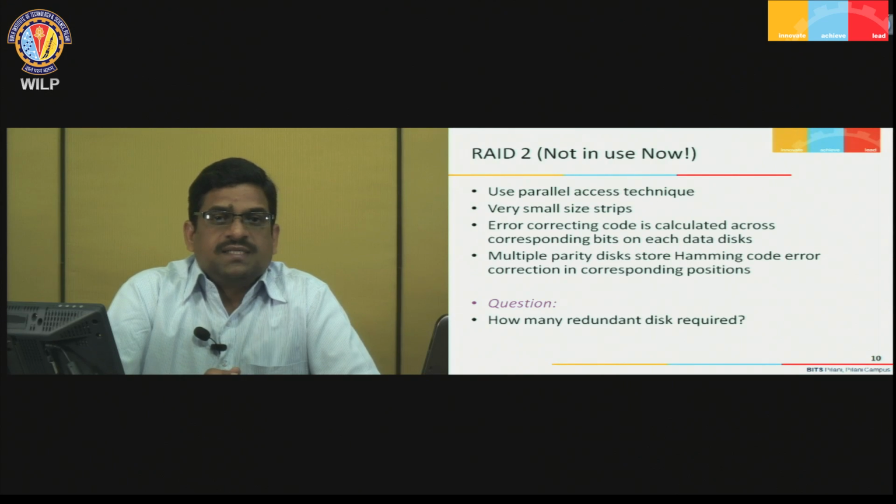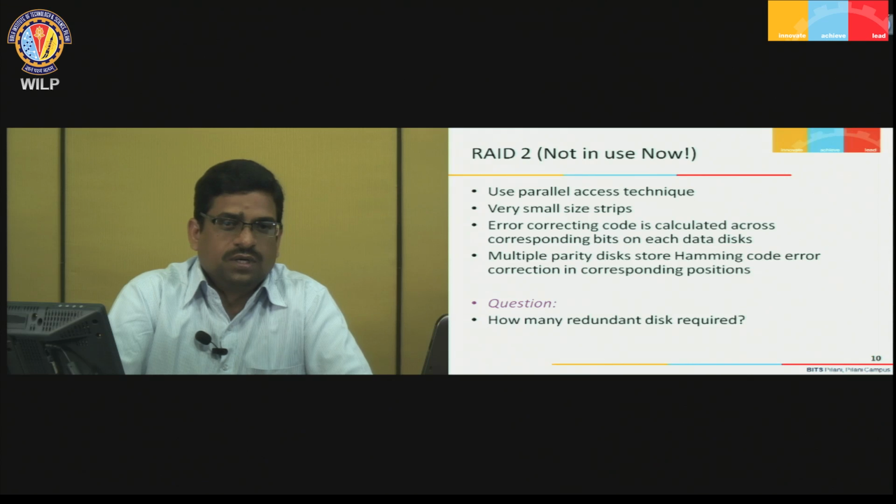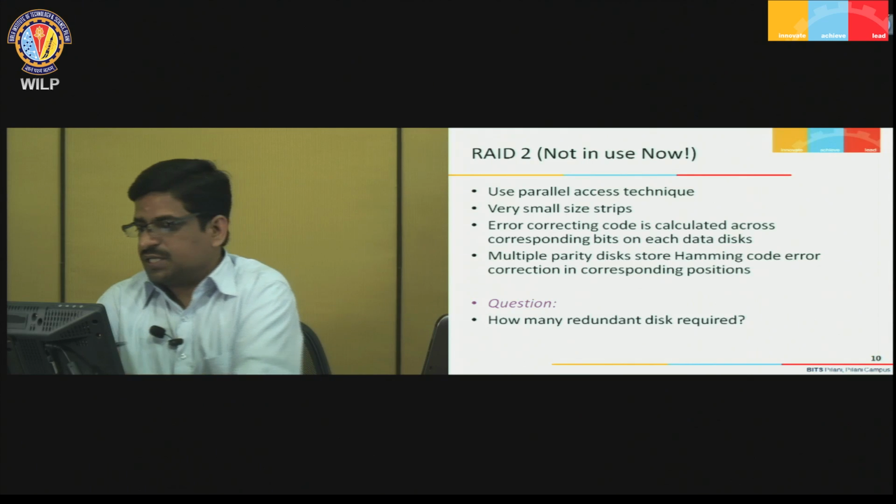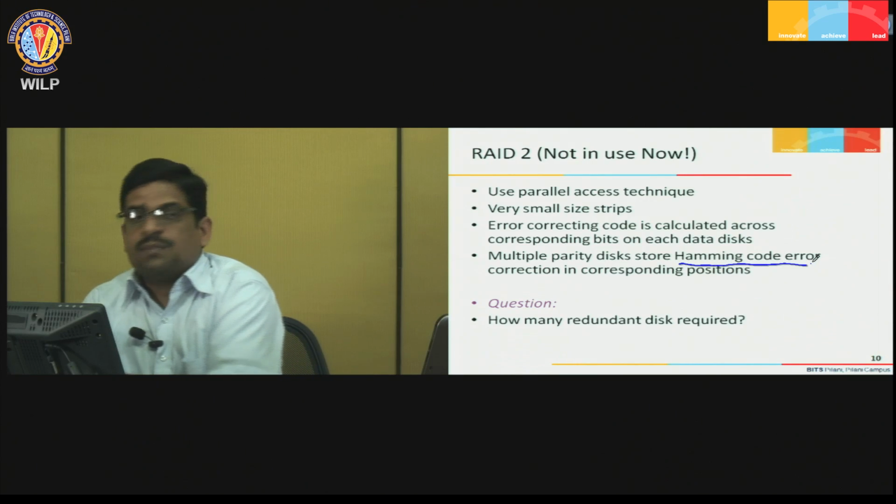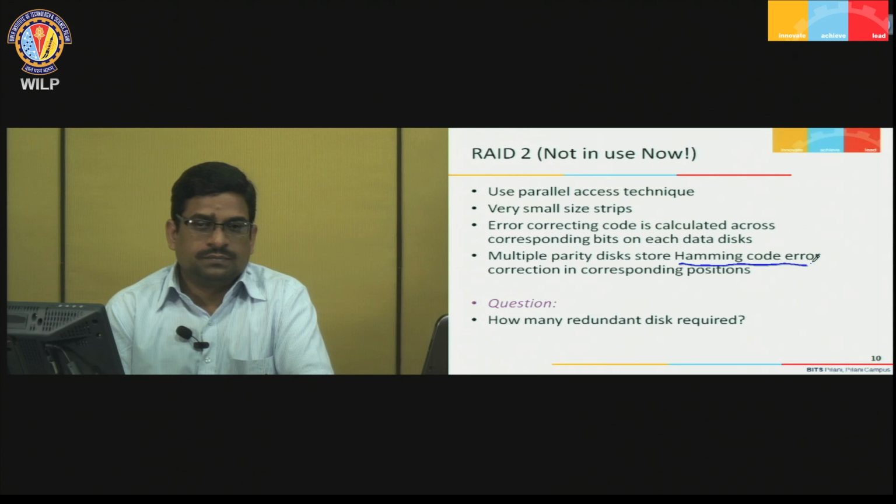So, it uses the parallel access technique, and the strip size is very small. RAID 2 and RAID 3, we will see, use the small strip size. Error correcting code is calculated across the corresponding bits on each data disk, and multiple parity disks store the Hamming code error correction in the corresponding position. So, the error correction is Hamming code error correction. That Hamming code error correction is also used in data communication as well.